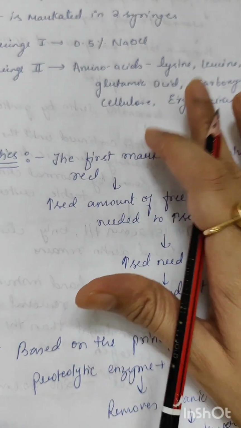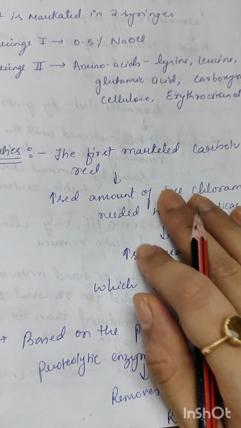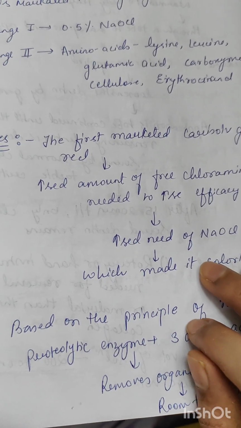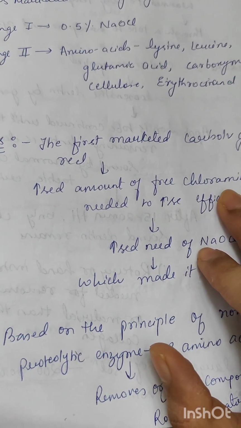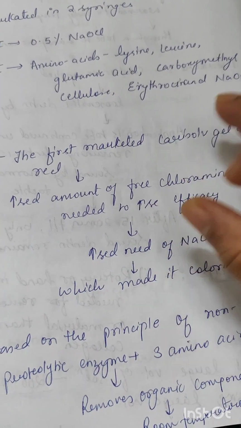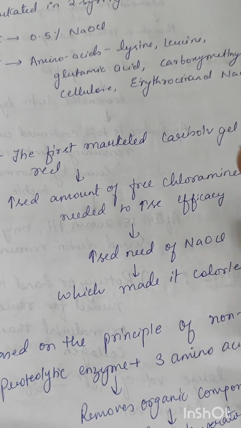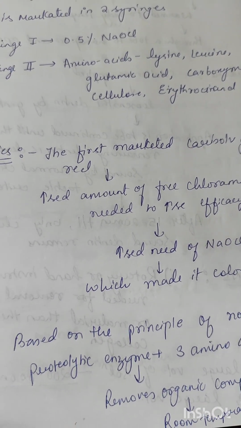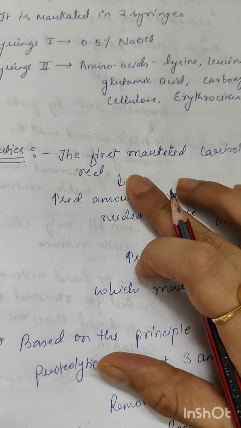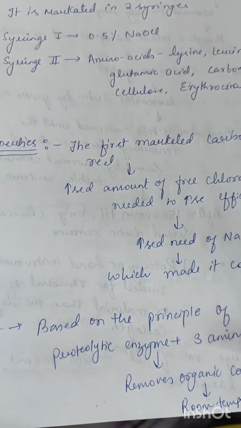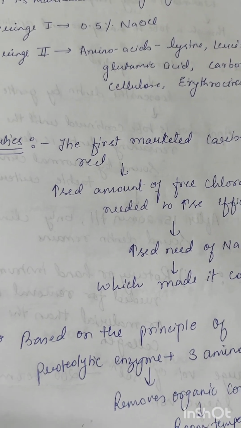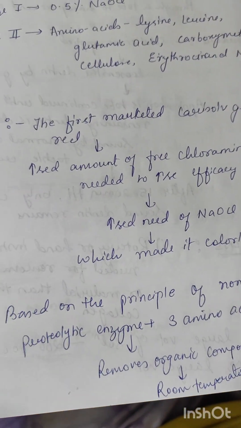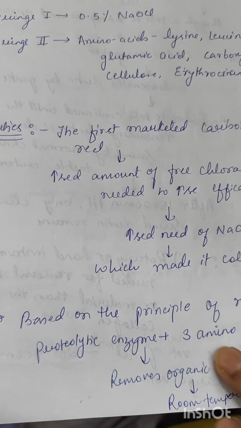There was an increase in free chloramines which were needed to increase its efficacy. To counteract these free chloramines, sodium hypochlorite was introduced in it, because of which it became colorless. The first marketed CariSolve gel was red in color, but later, with the incorporation of sodium hypochlorite, it became colorless.